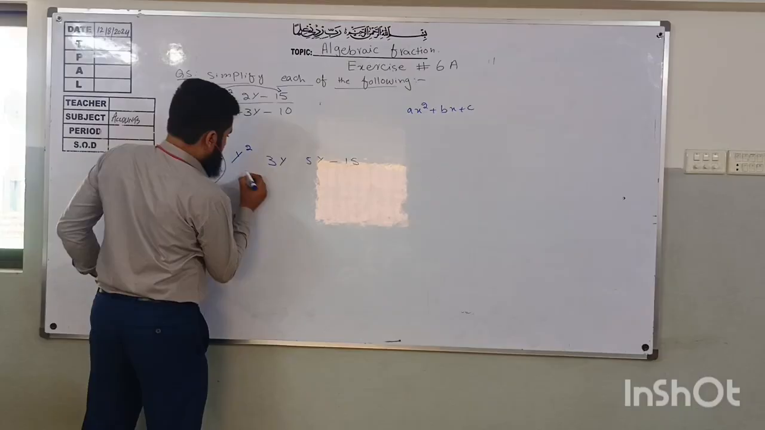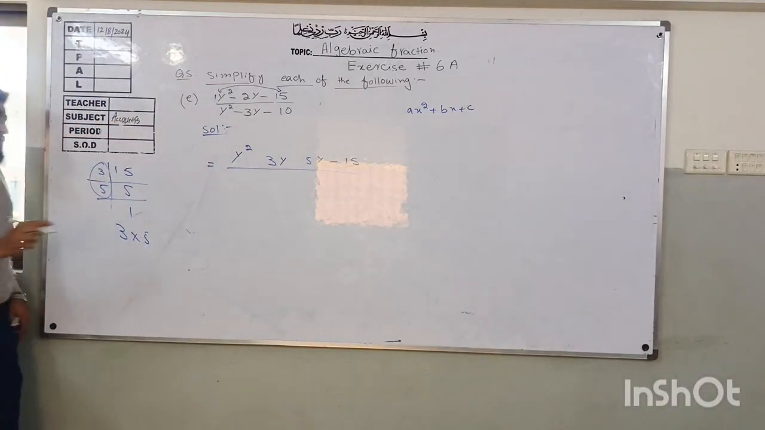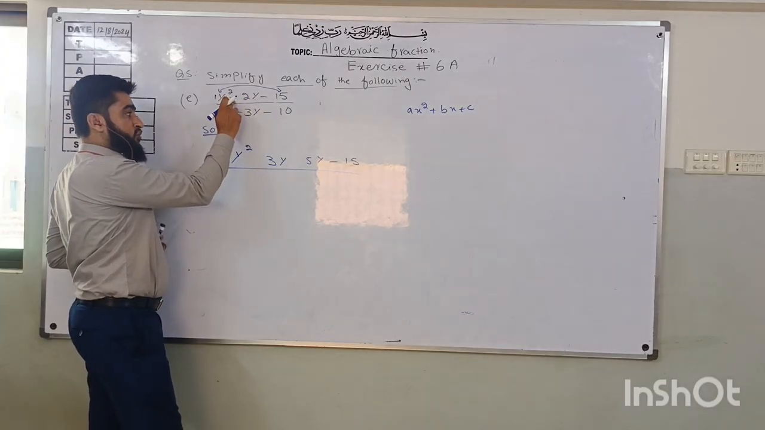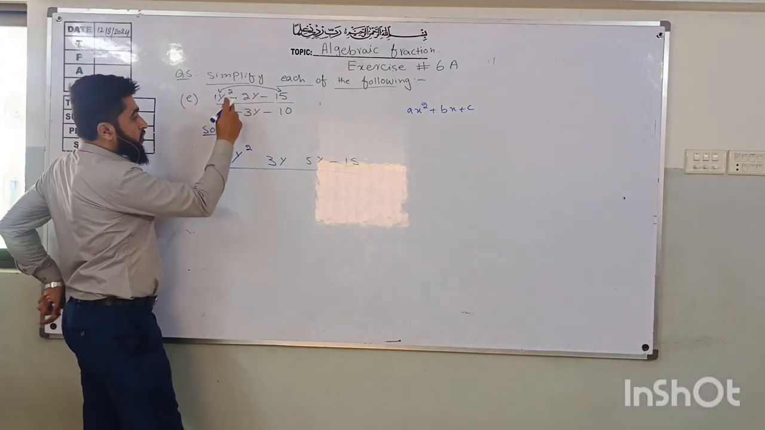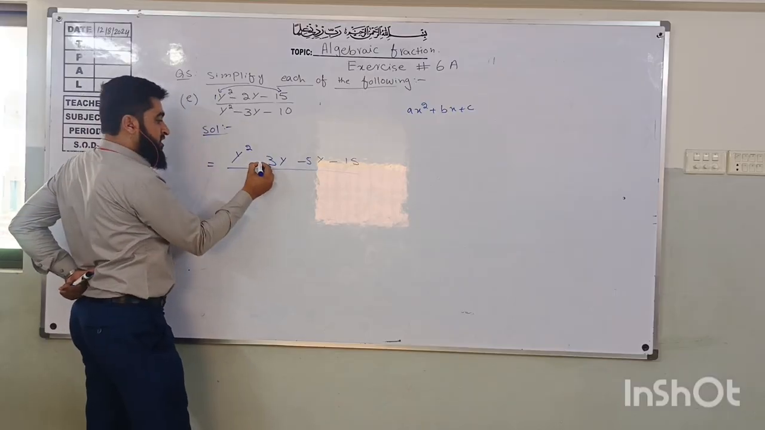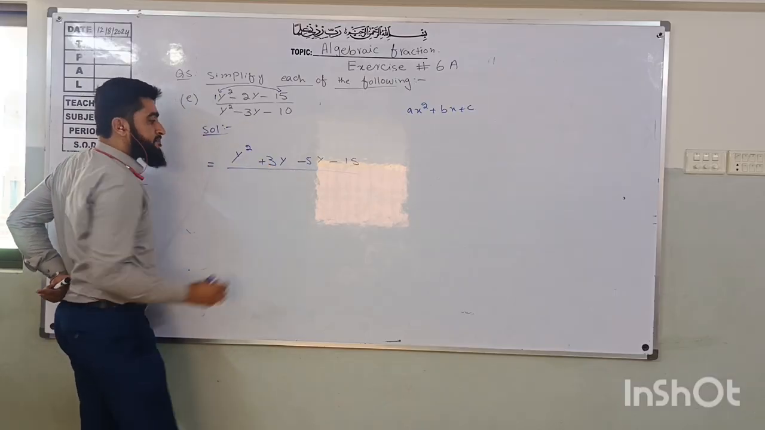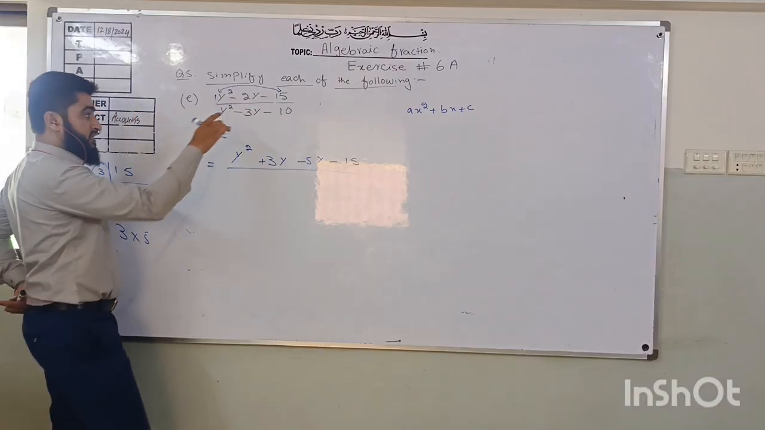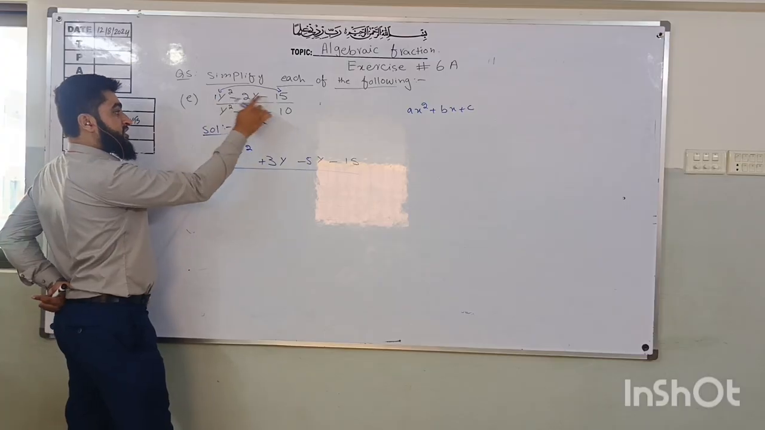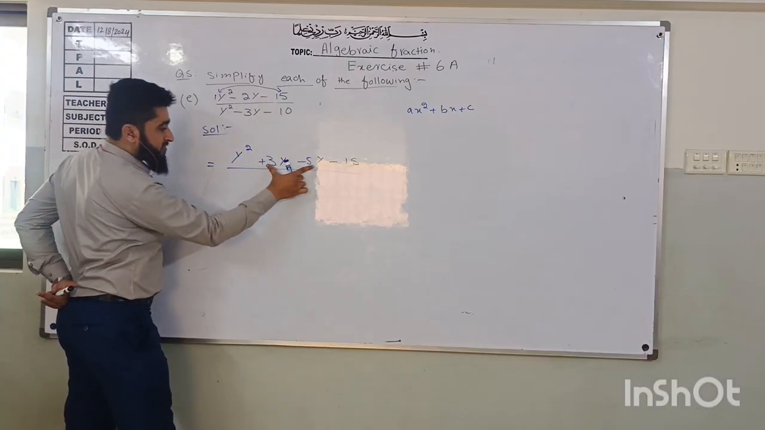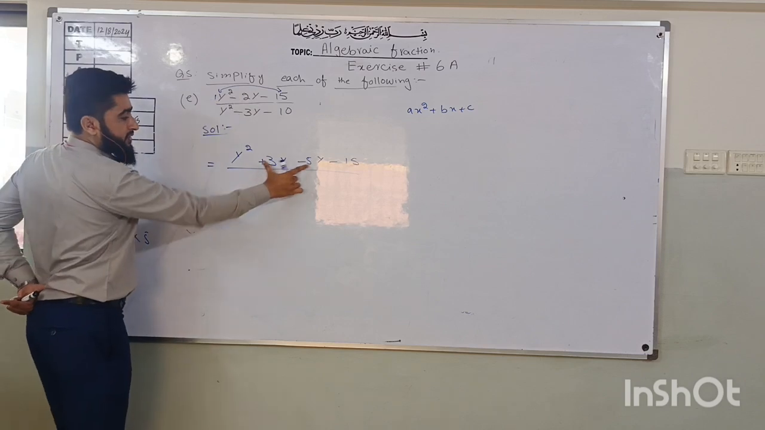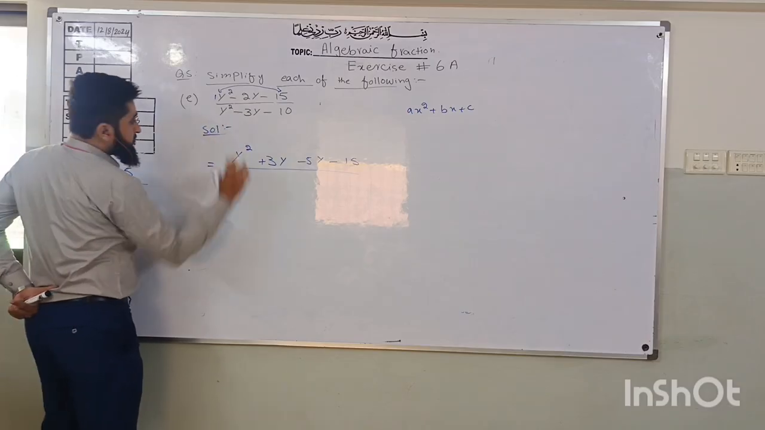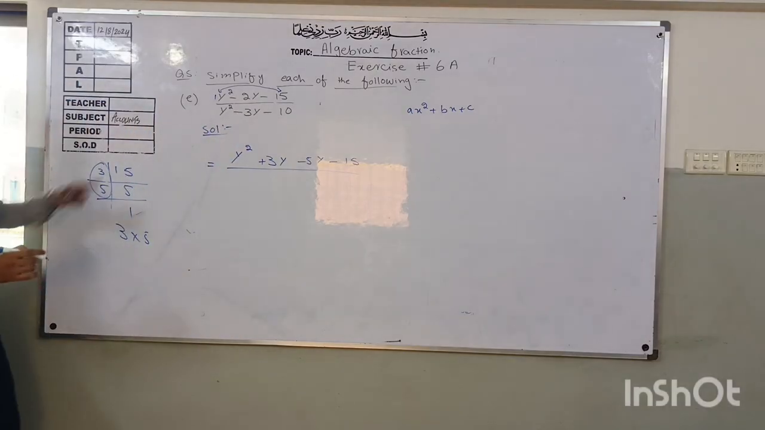minus 15. What will be the sign of both terms? Here we need a negative sign. So the bigger value has a negative sign and the smaller value has a positive sign, so that −5 + 3 is equal to −2. The first and end terms have opposite signs, that's why the middle terms have opposite signs. Now in the denominator, minus 10.